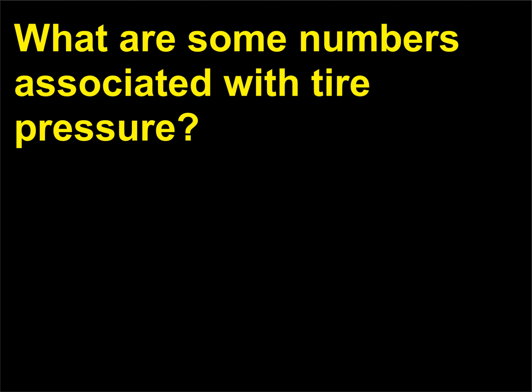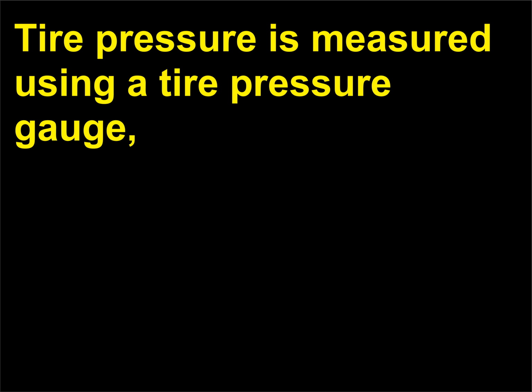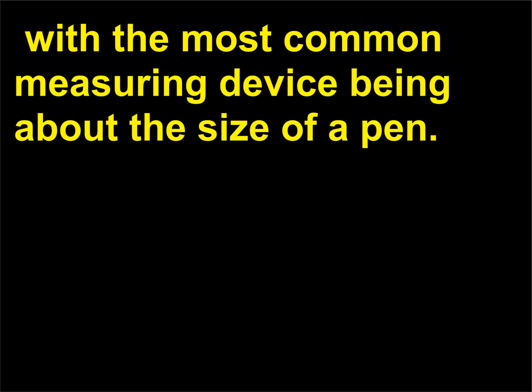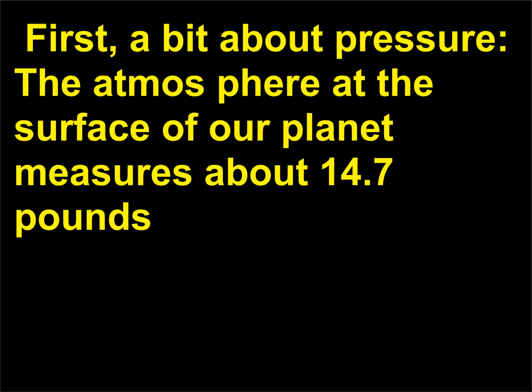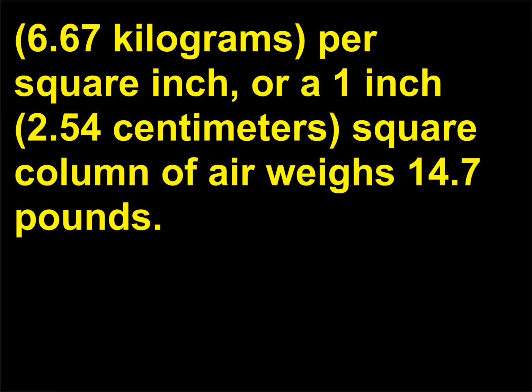What are some numbers associated with tire pressure? Tire pressure is measured using a tire pressure gauge, with the most common measuring device being about the size of a pen. First, a bit about pressure. The atmosphere at the surface of our planet measures about 14.7 pounds, 6.67 kilograms, per square inch, or a 1 inch, 2.54 centimeter, square column of air weighs 14.7 pounds.